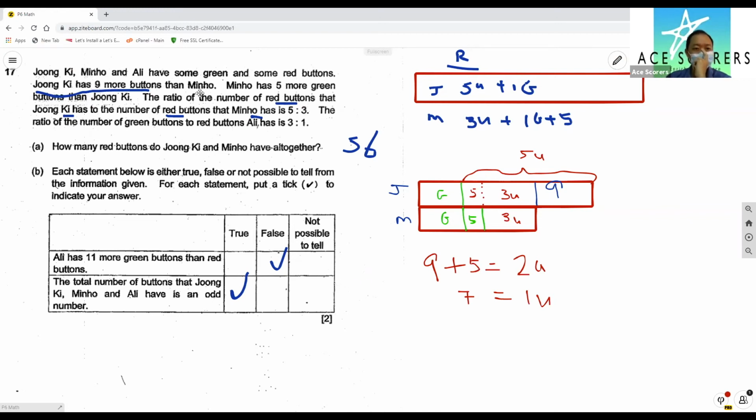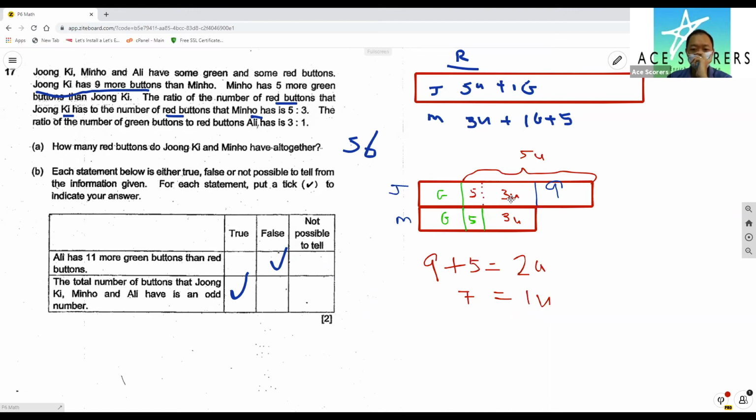Junkie has 9 more than Ming Ho. What is inside the box? Oh, I know what's wrong. Five more green. That settles the number of green, right?